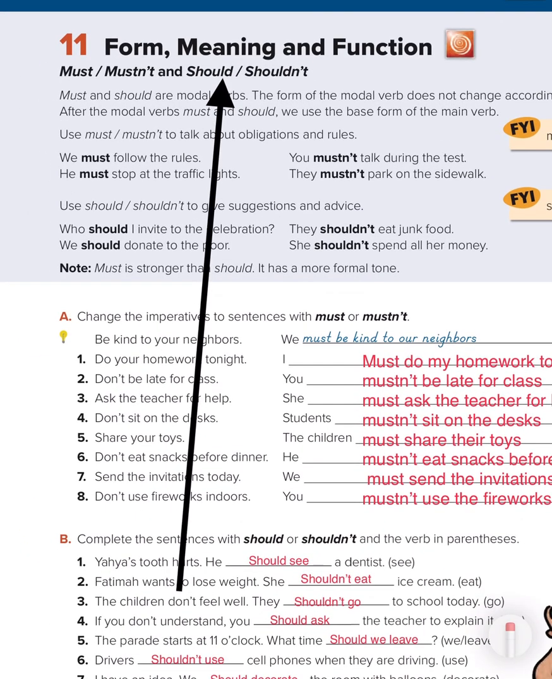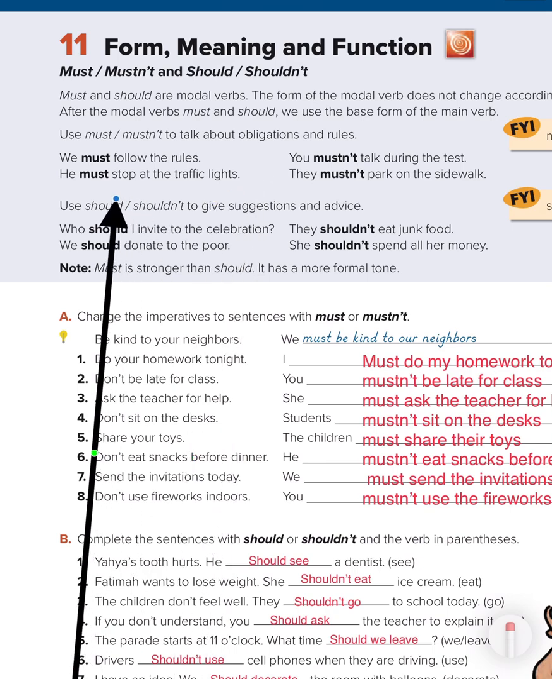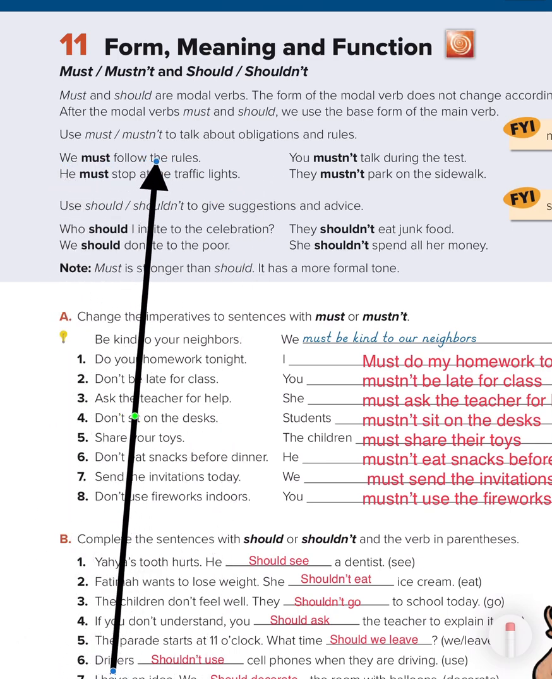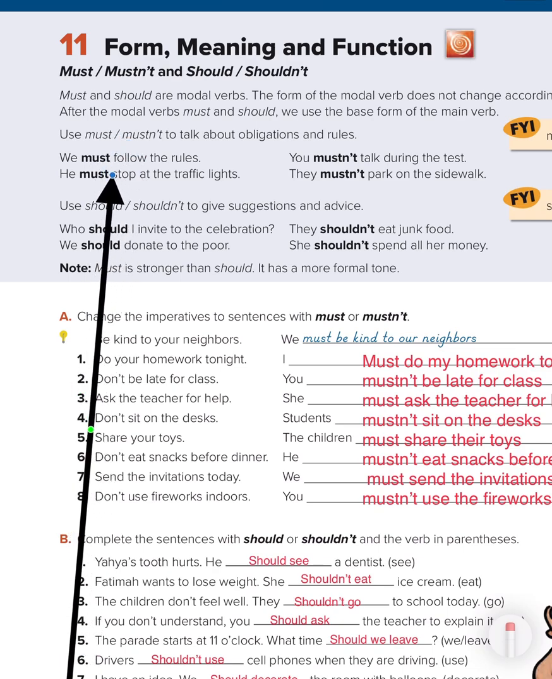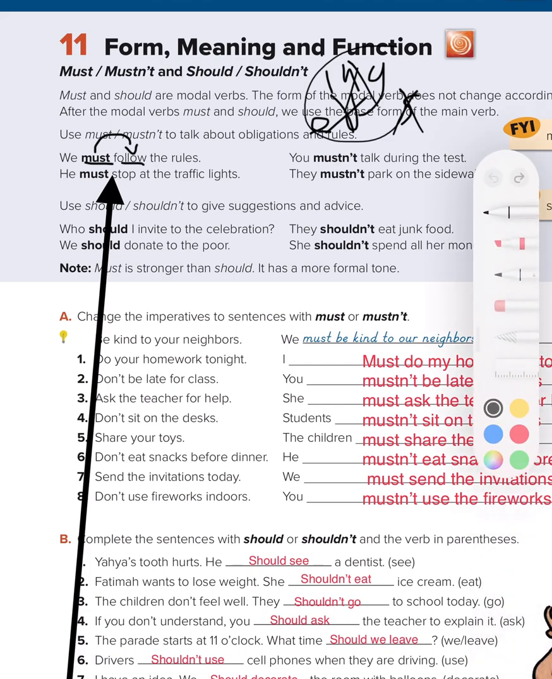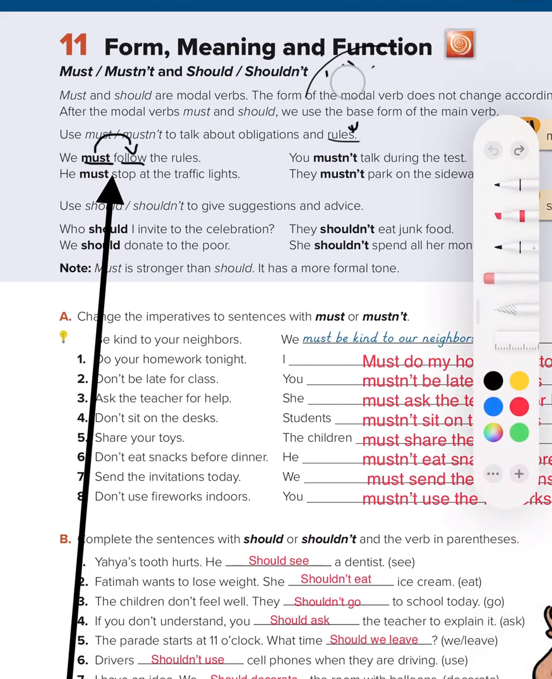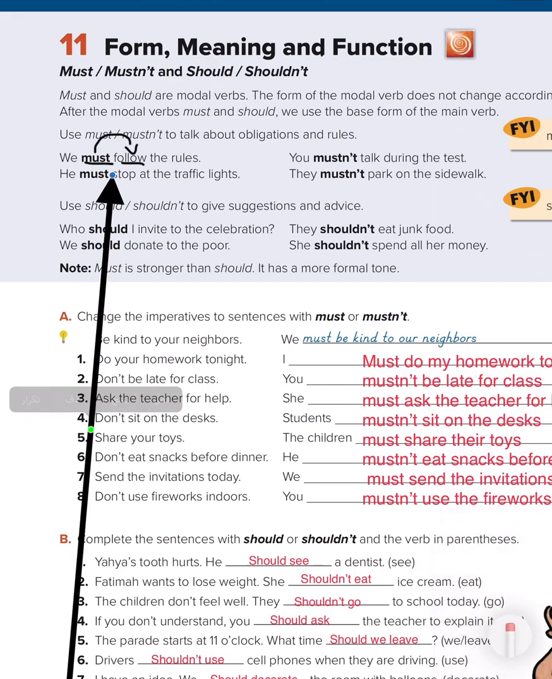Okay, look what do we have here. As you can see, we must follow the rules. We must. After must, the verb should be in the base form. No ed, no ing, no s. As you can see here, must follow. Just follow the base form of the verb. Okay, then look what we have here.